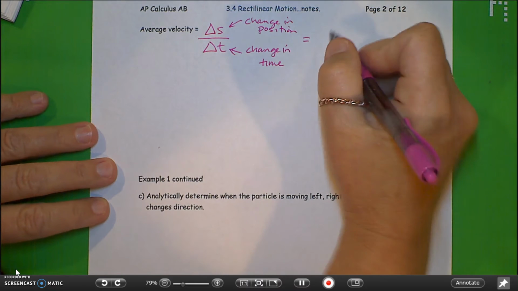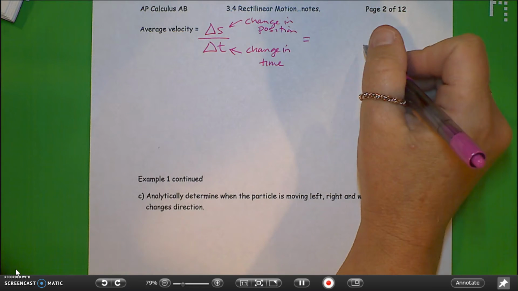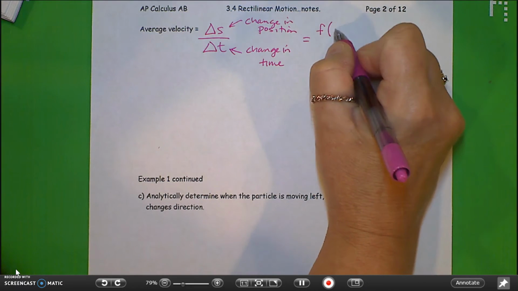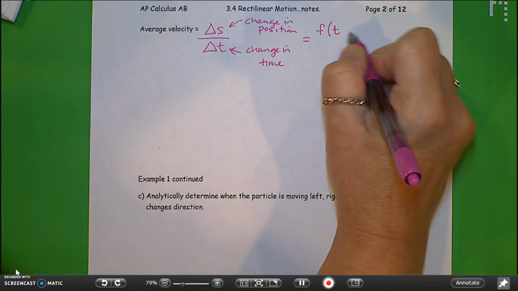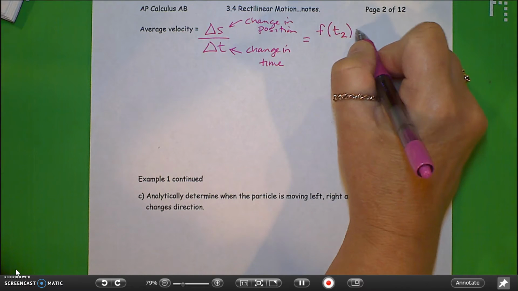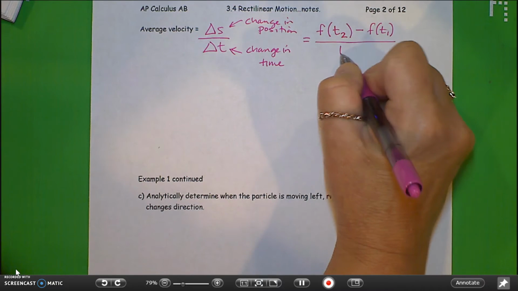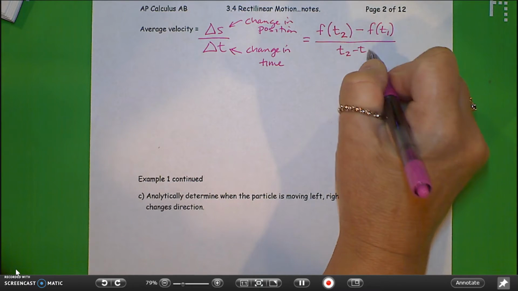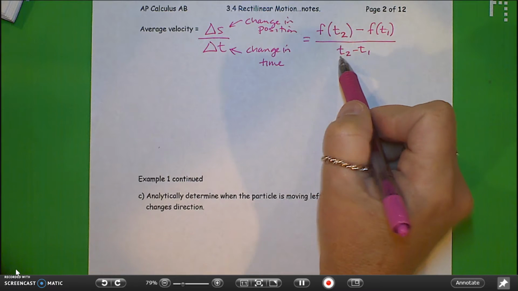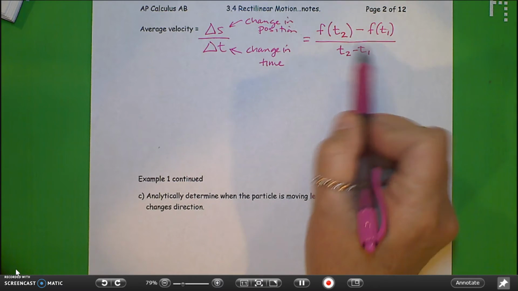So let's say that we have 2 points, t sub 1 and t sub 2. So I could get the change in the position as f of t sub 2 minus f of t sub 1 all over t sub 2 minus t sub 1. So the change in position over the change in time.